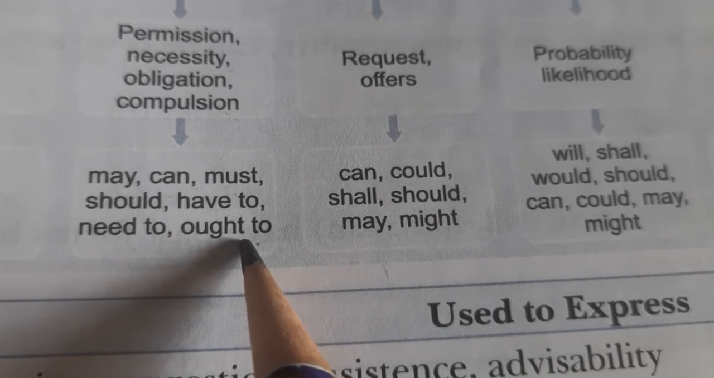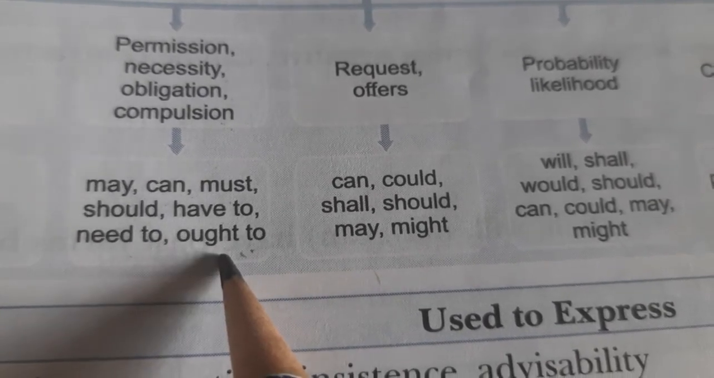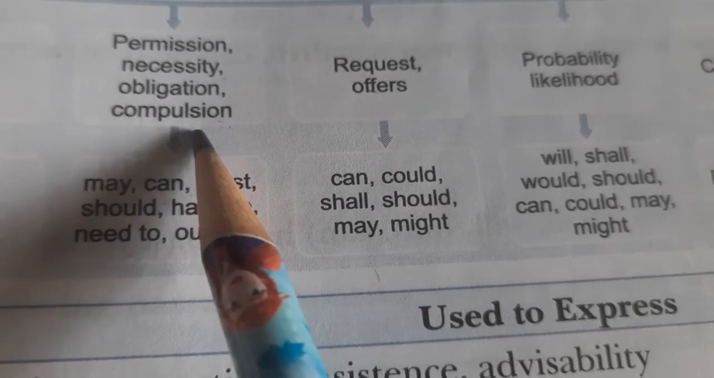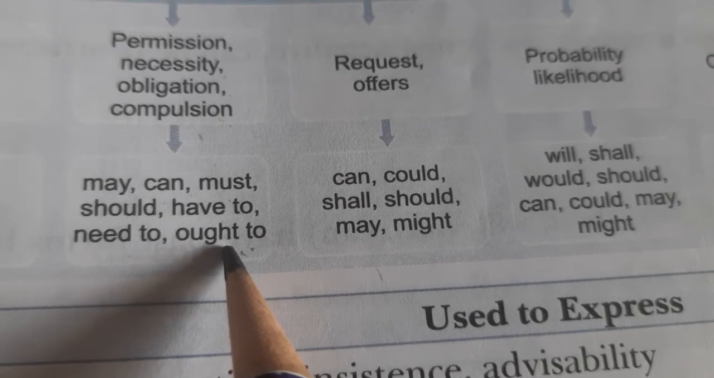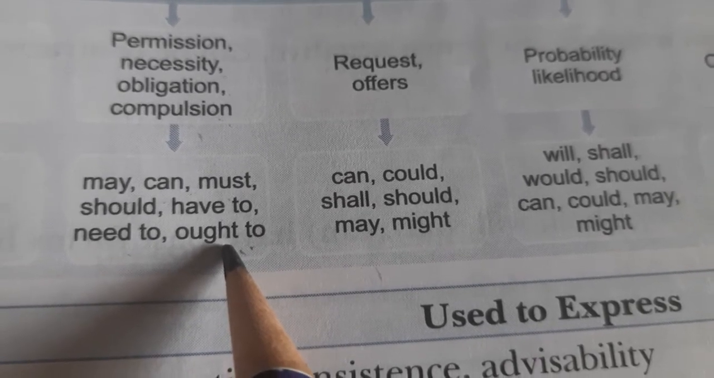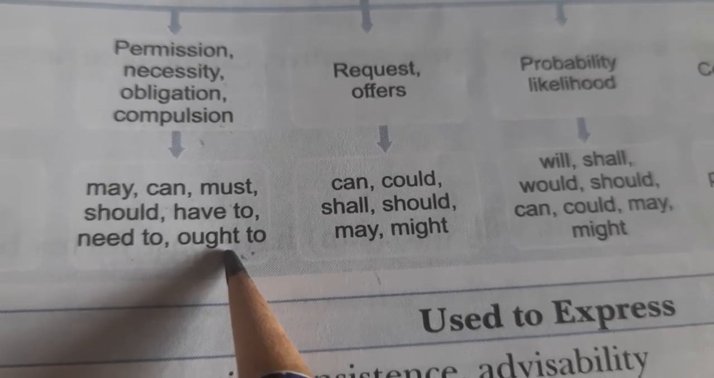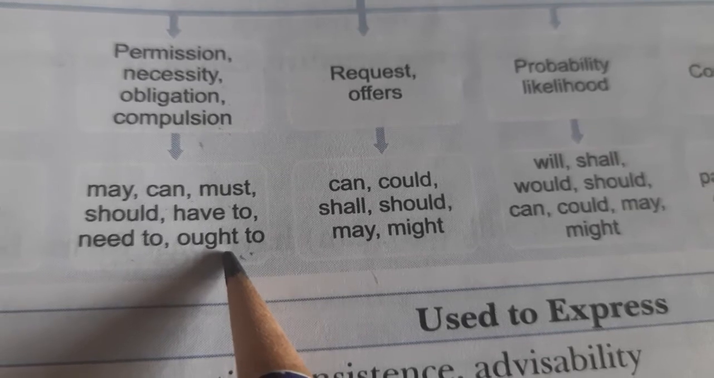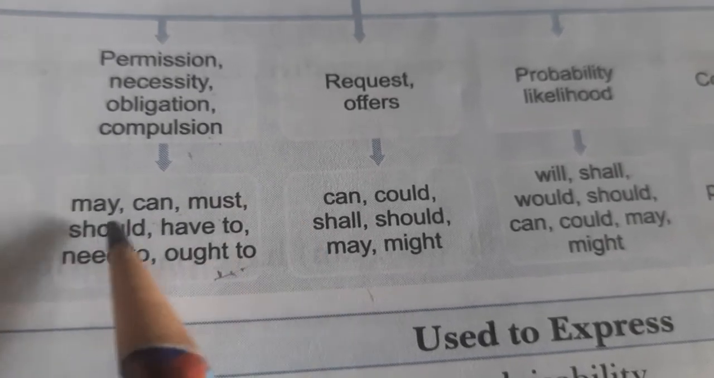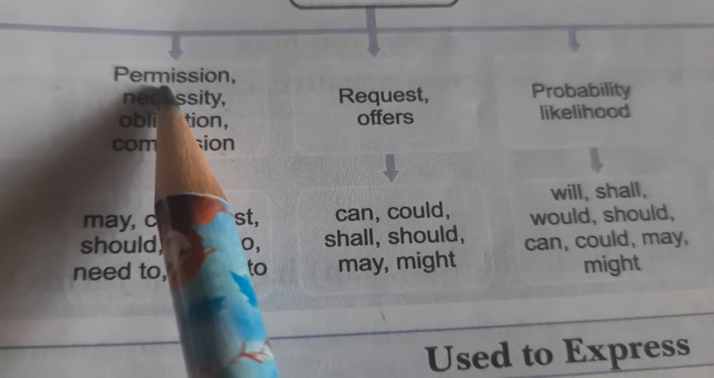Ought to is generally used in very rare cases, and ought to shows a compulsion, complete compulsion. You ought to finish your homework within an hour. Means there is no way out. You have to do it somehow, anyhow. So that is ought to, a compulsion. And the rest of the things, may, can, are for permission.